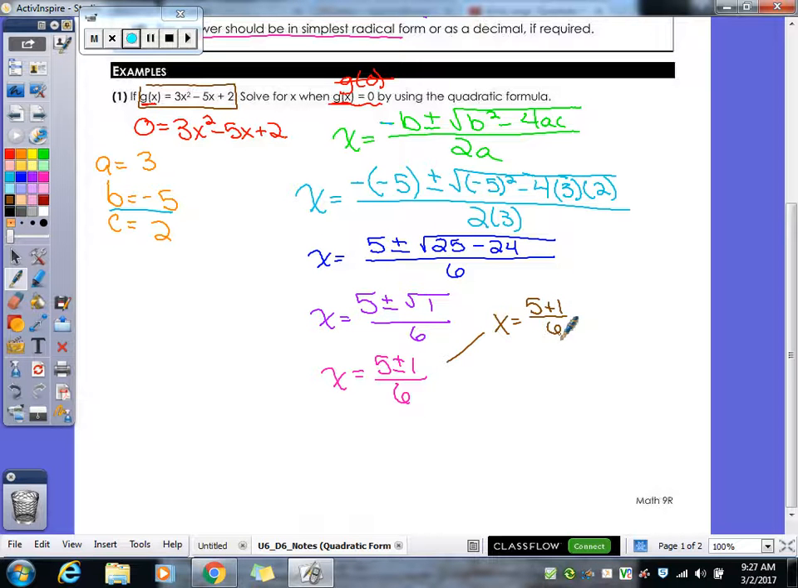Do we really have to do like all these steps? Mm-hmm. So what is 5 plus 1? 6. Divided by 6 gives us... So there's one of our answers, x equals 1. The other one is going to be 5 minus 1 over 6. 4 over 6, which reduces to 2/3. So that would be our other answer. So x equals 1 and x equals 2/3 are our two answers for that one.